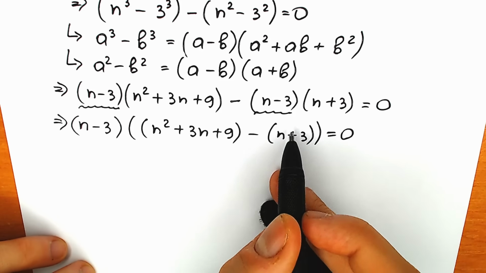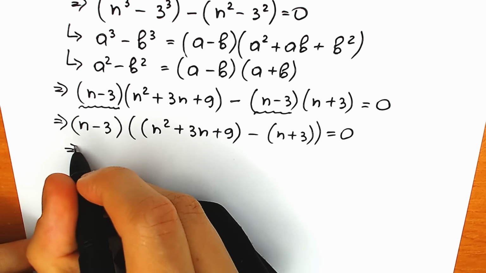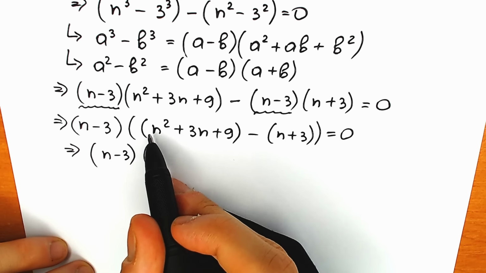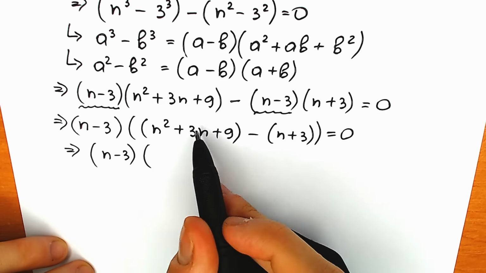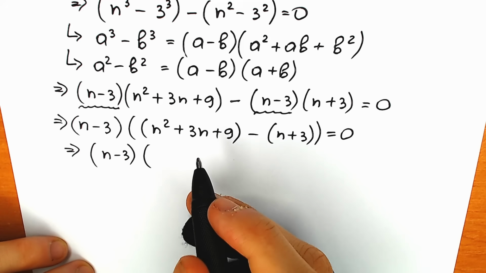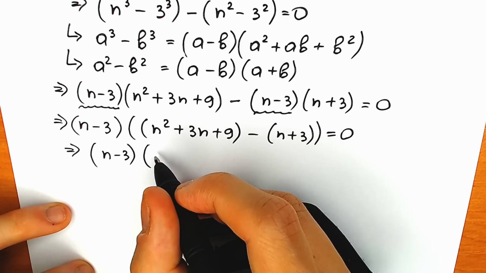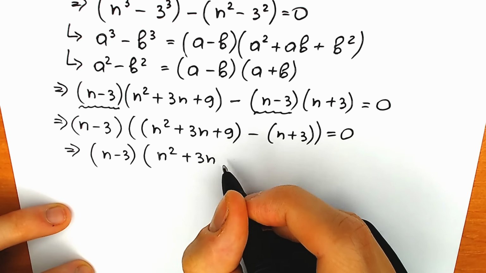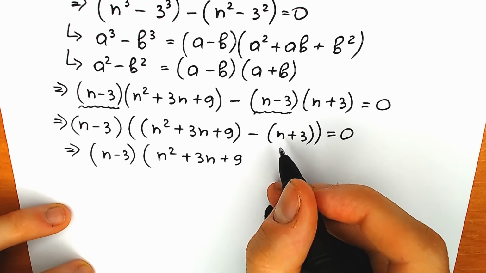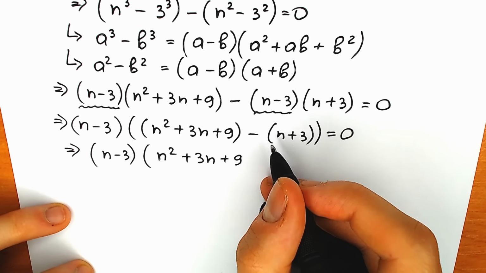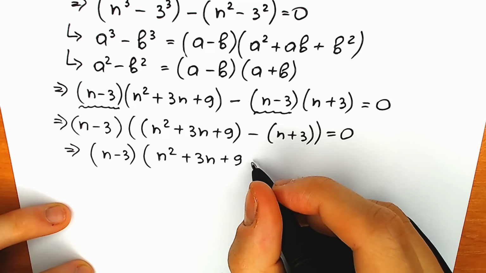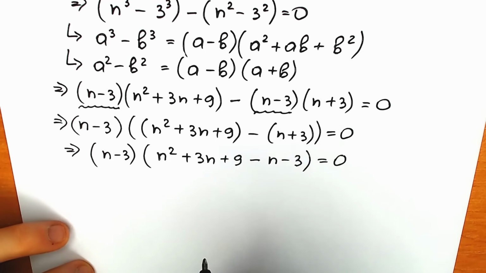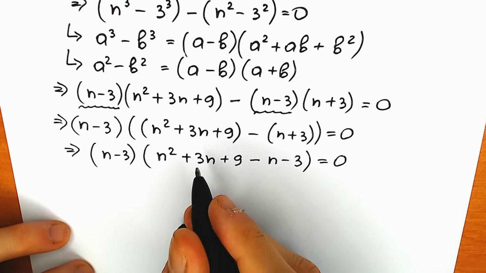And right now, let's simplify this expression. So we have n minus 3 from the beginning. But this one, we can actually get rid of this parenthesis right here because we have all the time positive signs. So n squared plus 3n and plus 9. What about this parenthesis? We need to change this plus to the negative sign because we have a negative before the parenthesis. So we have minus n minus 3. Equal to 0.